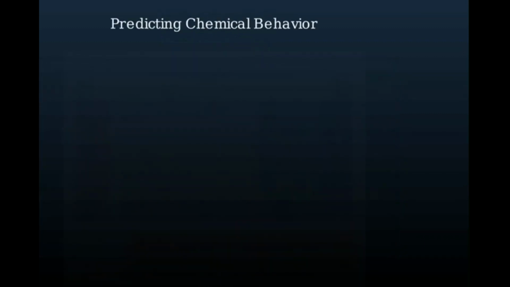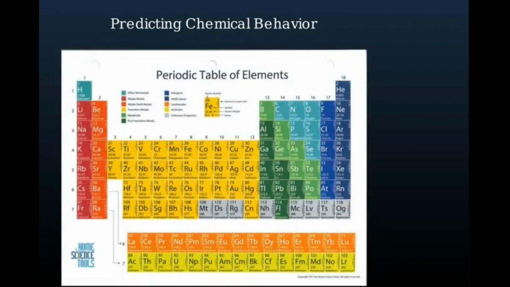Understanding these periodic trends helps us predict how elements will behave in chemical reactions. Elements with high electronegativity, like halogens, tend to gain electrons. Elements with low ionization energy, like alkali metals, tend to lose electrons. These tendencies determine how elements will form bonds and react with one another.